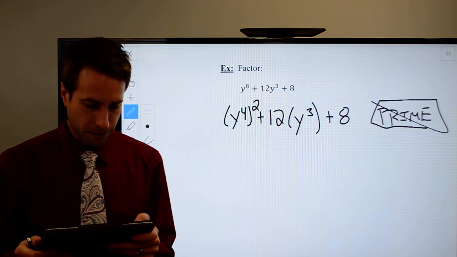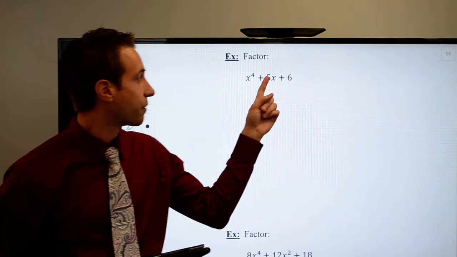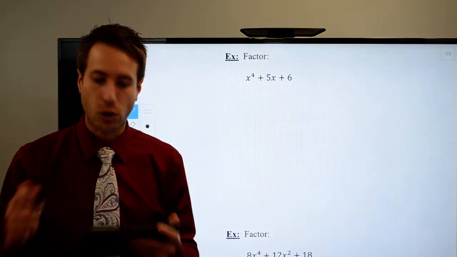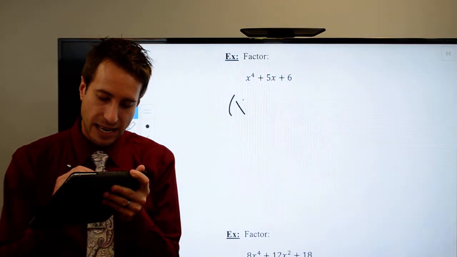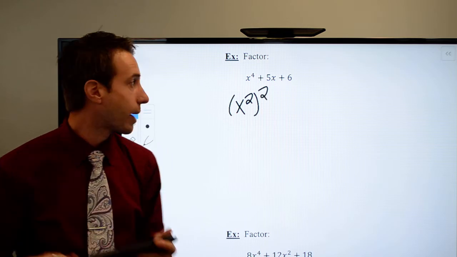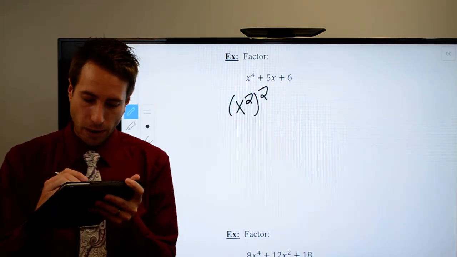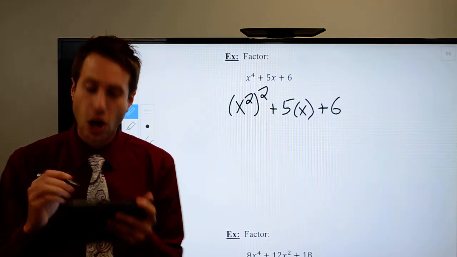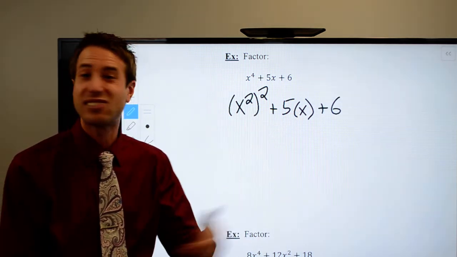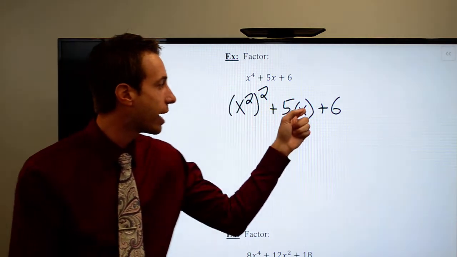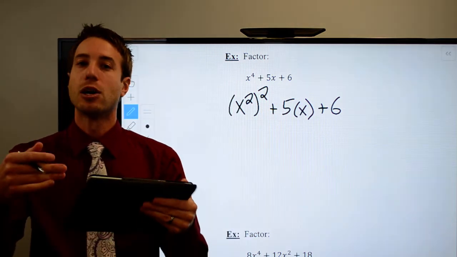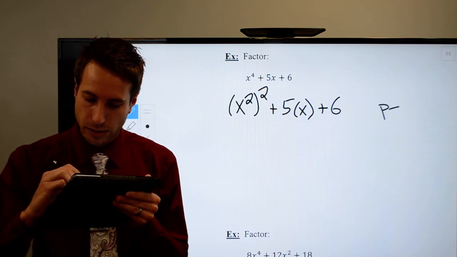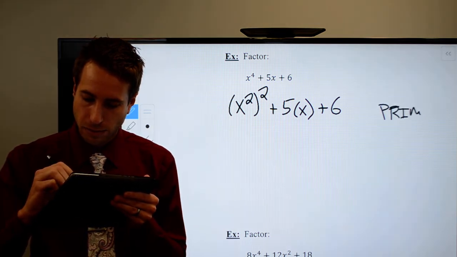Let's try a couple more. Let's take a look at this one: x to the 4th, 5x, and x to the 6th. Okay, well, x to the 4th is not quadratic, but I recognize I can rewrite that as an x squared, right? Because 2 times 2 gets me 4. But then what I've got over here is a 5x plus 6. Once again, what's inside the parentheses is not the same. This is an x squared, that's an x, and so this quadratic form isn't going to work. This one as well is prime.